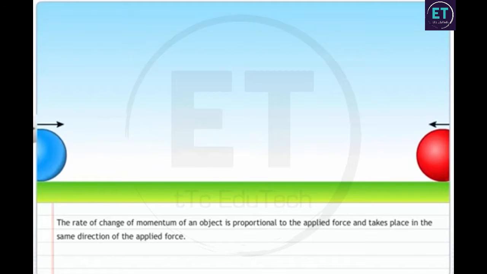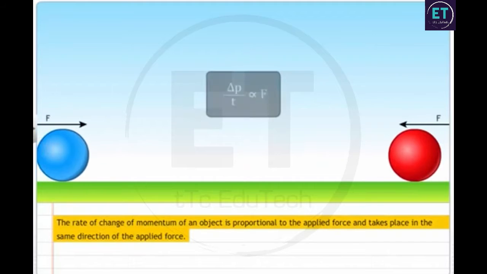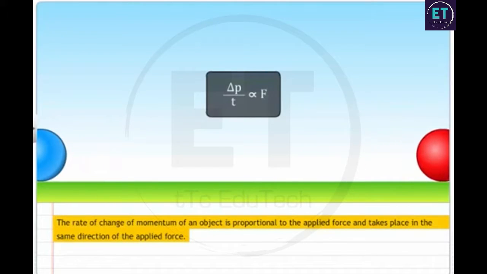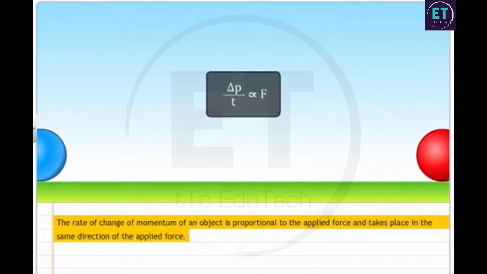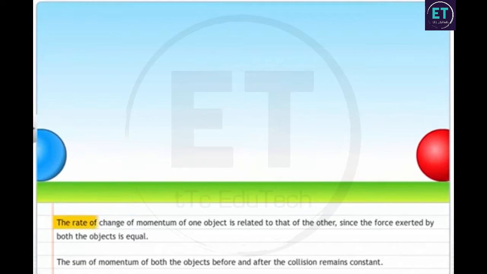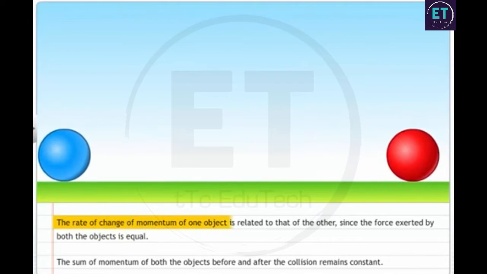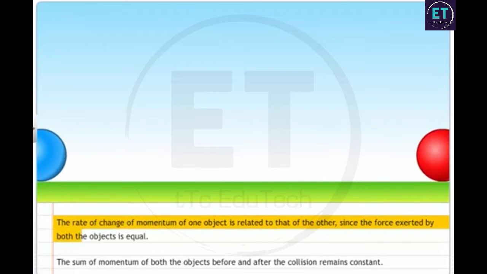However, according to the second law of motion, the rate of change of momentum of an object is proportional to the applied force and takes place in the same direction as the applied force. This means that during a collision, the rate of change of momentum of one object is related to that of the other, since the force exerted by both the objects is equal.